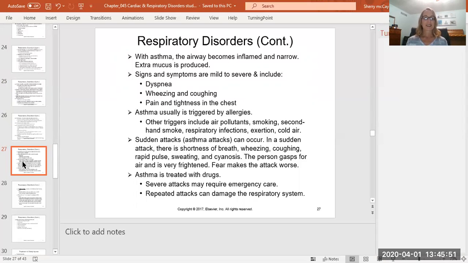All right. Sudden attacks. Asthma attacks can occur. In a sudden attack, there's shortness of breath, wheezing, coughing, rapid pulse, sweating, and cyanosis. The person is gasping for air and is very frightened. Fear makes the attack worse. Asthma is treated with drugs. Severe attacks may require emergency care. Repeated attacks can damage the respiratory system. I'm sure every one of us knows somebody with asthma.